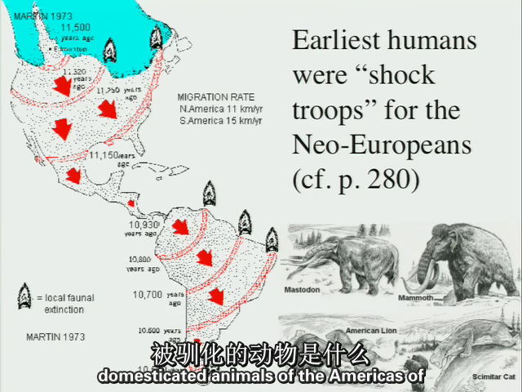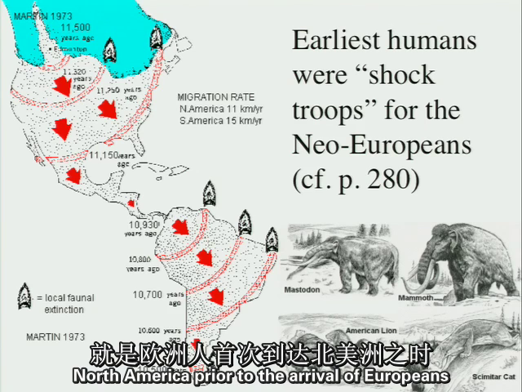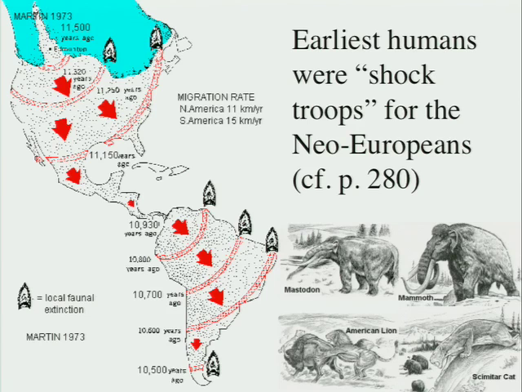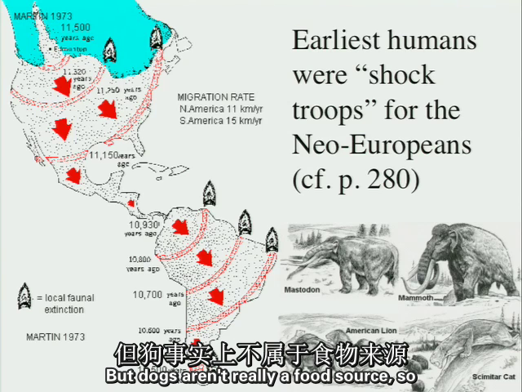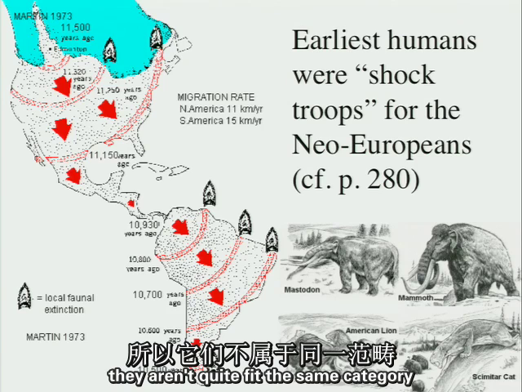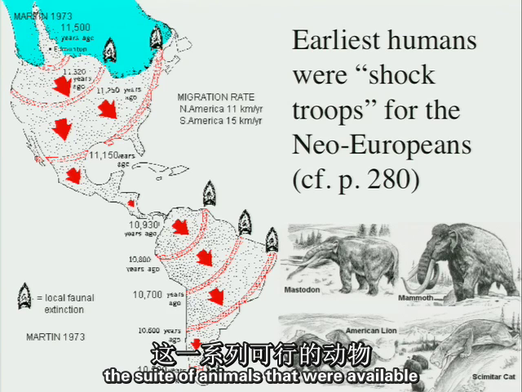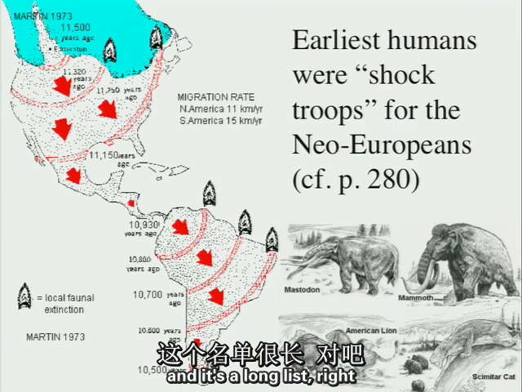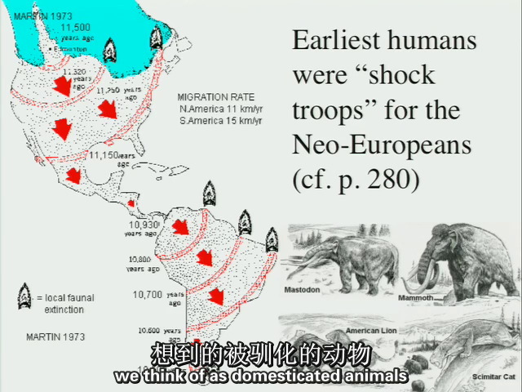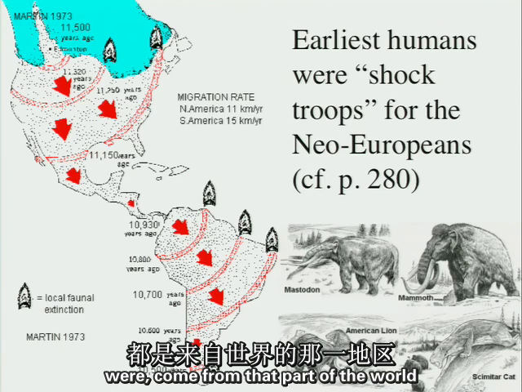And you look at what were the domesticated animals of North America prior to the arrival of Europeans? Anybody know? Yeah. Turkeys. Full stop. End of story. Dogs, maybe as well. But dogs aren't really a food source, so they don't quite fit the same category. Right? Whereas you look at the suite of animals that were domesticated in Asia and Africa, and it's a long list, right? Pretty much all the animals that we think of as domesticated animals come from that part of the world.